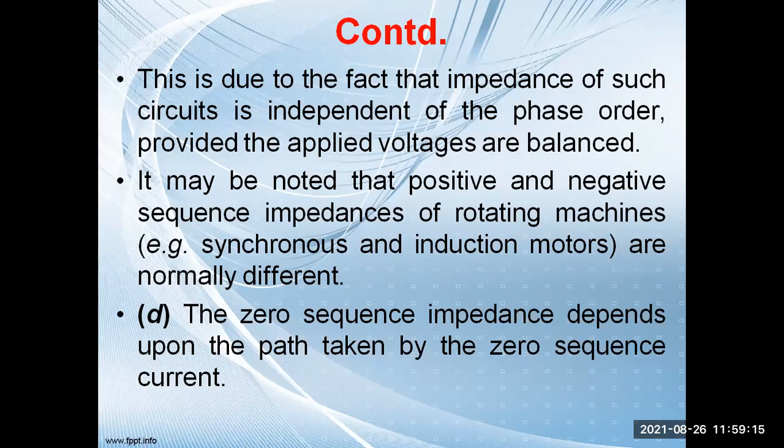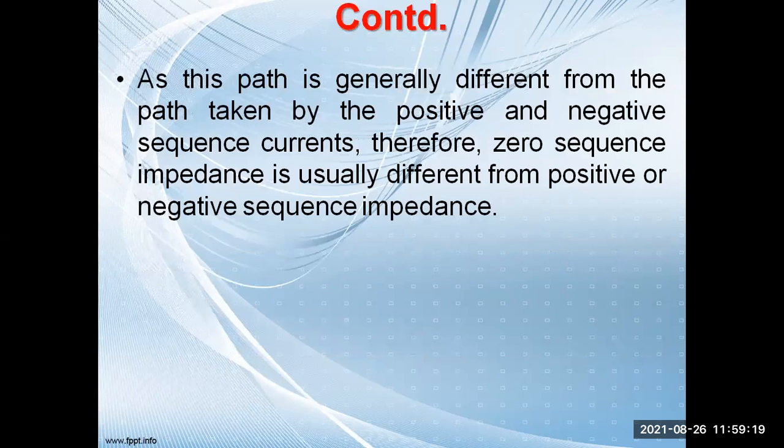Now, the zero sequence impedance depends upon the path taken by the zero sequence current. As this path is generally different from the path taken by the positive and negative sequence currents, the zero sequence impedance is usually different from the positive or negative sequence impedance. Normally the value of the zero sequence impedance depends on how long a path it is taking, and depending upon that, it will differ from the positive or negative sequence impedance.